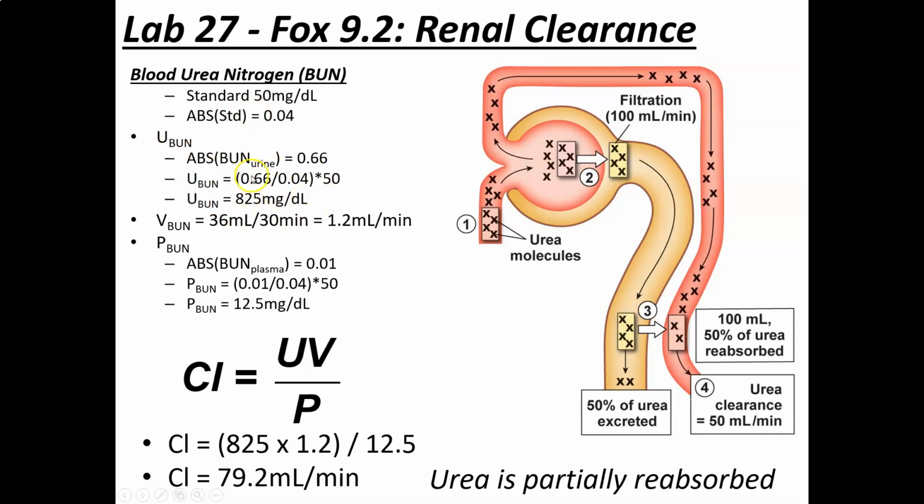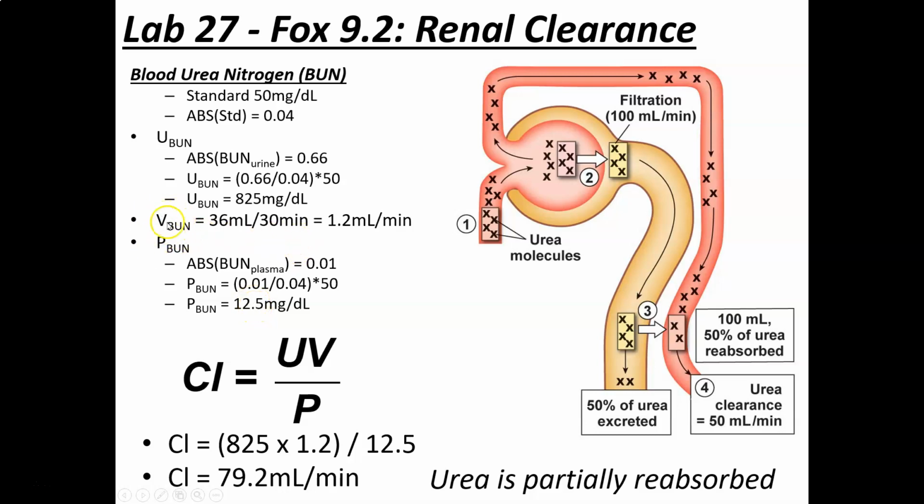Since we've done Beer's law before, I'm not going to make you calculate Beer's law in a lab exam. Okay, just know that's how we did it though, but I'm not going to make you calculate it. So we know that the urine concentration is 825 milligrams per deciliter. Since we're on urine concentration, we can skip to plasma concentration because it's the same calculation. The only difference is instead of using the absorbance we got for the urine, 0.66, we use the absorbance we got for the plasma, 0.01, but the calculation's the same. So we get our plasma concentration at 12.5.